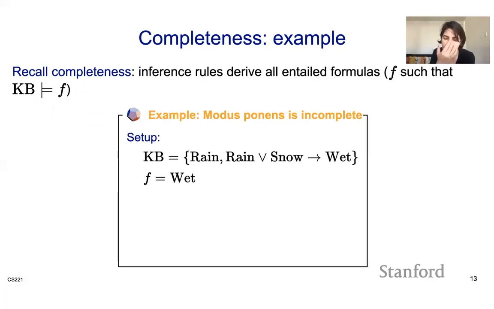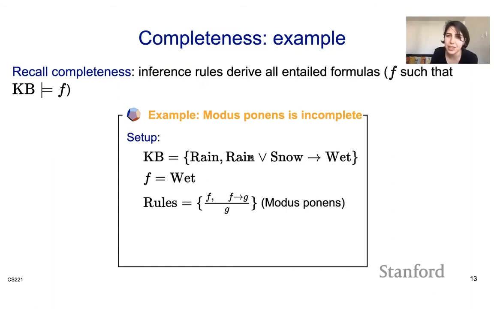So let's look at another example here. Let's say our knowledge base is rain, and if it is raining or snowing, it will be wet. So the question is if we can infer wet using our modus ponens rules. First question: is it actually true that it would be wet? Think about it intuitively, think about it logically. You know it's raining. You know if it is raining or snowing, then it's going to be wet. So it's got to be wet, right? It's raining, so it's got to be wet.